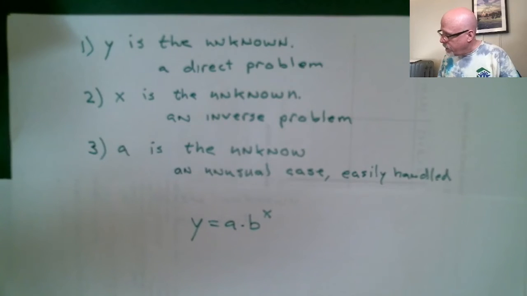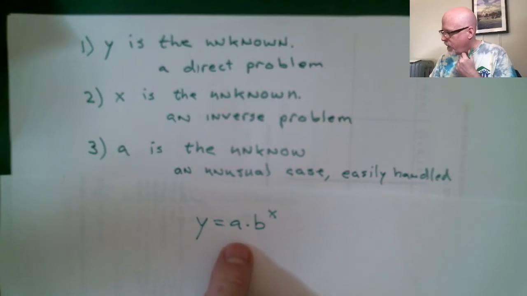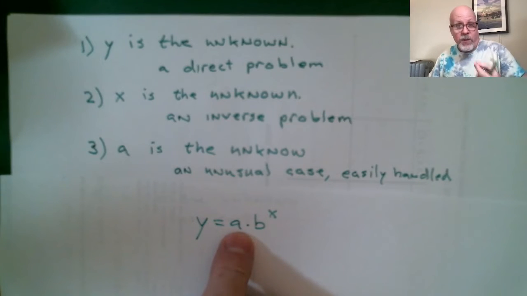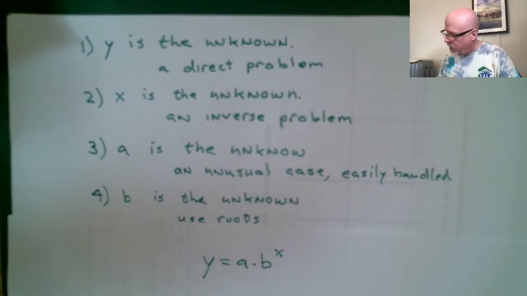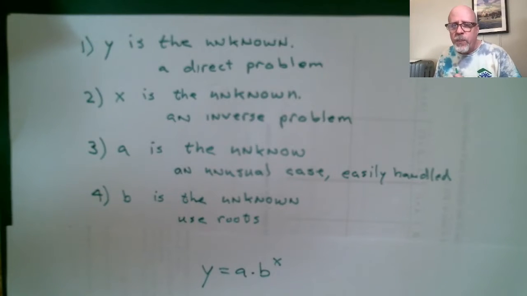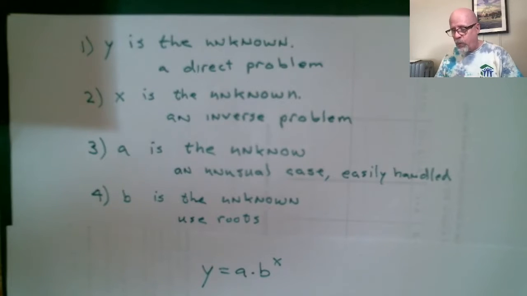The other things, a, for instance, could be the unknown. Now, that sounds bizarre if you think about it, because a is the amount you start with, the amount at time equals 0 or x equals 0 in one of these problems. In what scenario would you not know how much you start out with? Well, there are examples of that. It's not that you don't know, but you're trying to decide how much to start out with. Anyway, that's an easily handled case. And the last one, where b is the unknown, this is a little tougher, but you're going to end up using roots. And I don't mean like square roots, but generic roots, roots to whatever power.